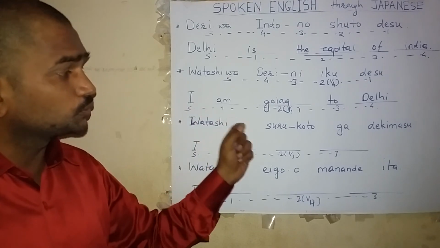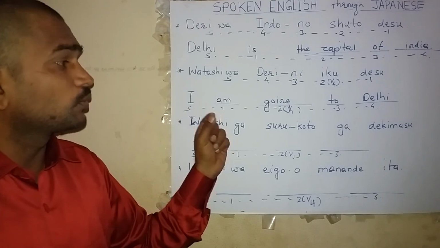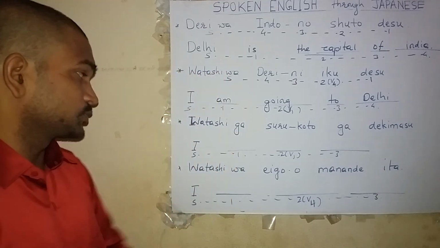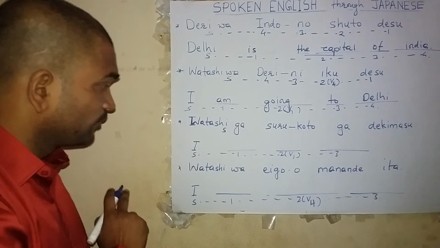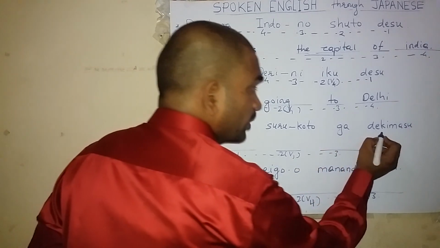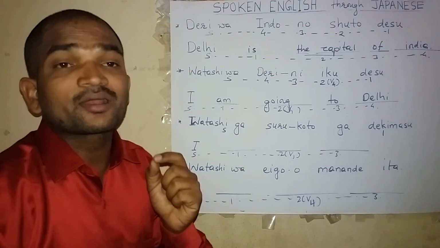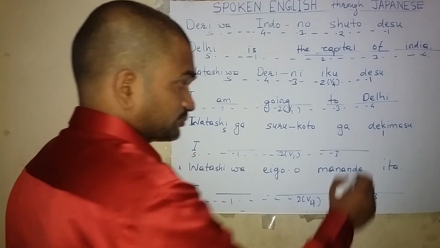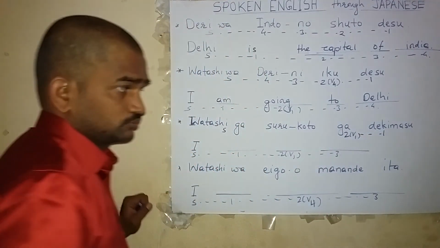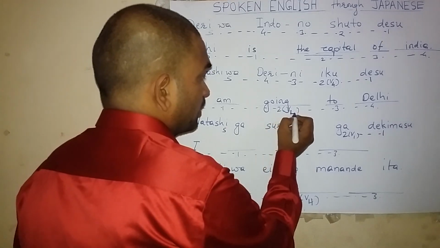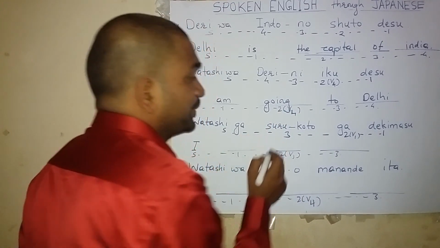Watashi wa suru koto ga dekimasu. The word for watashi ga is I. The word for dekimasu is can. I can. The word for ga is do. I can do. And the word for surukoto is this. I can do this.